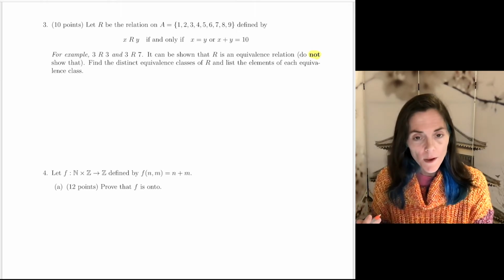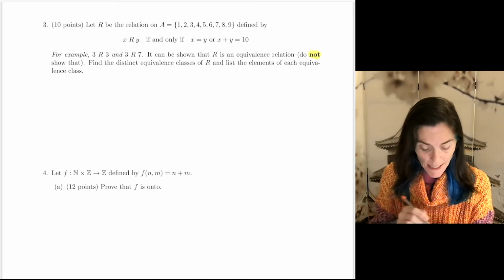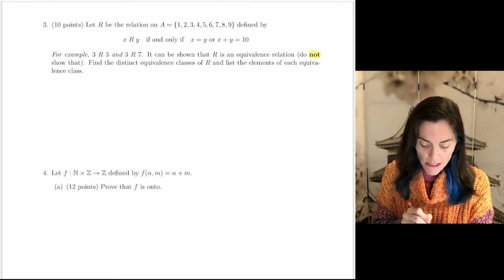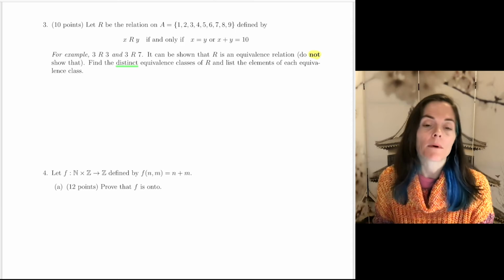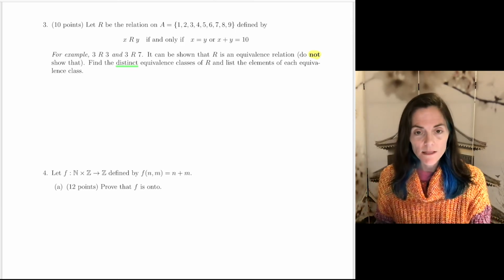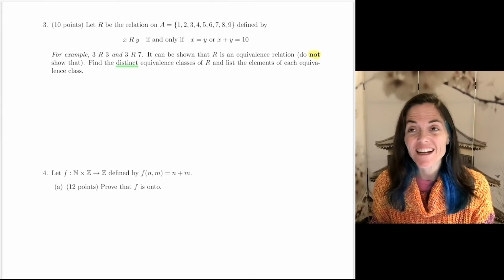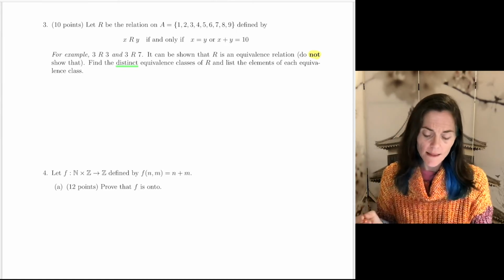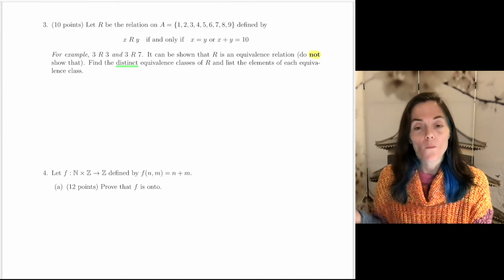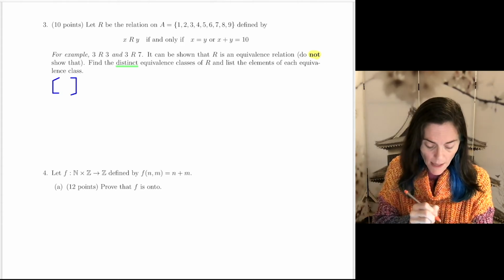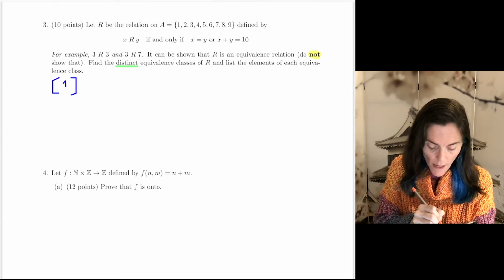So what we want to do is find the distinct, and distinct is an important word, equivalence classes. We only want to list each equivalence class one time, and then we'll also list all the elements of each equivalence class. So we have to go back and remember what an equivalence class is, for instance. So how do we start something like this? Well, you pick one element in A to begin with. I will pick the first one. And so I'm going to find the class of 1.